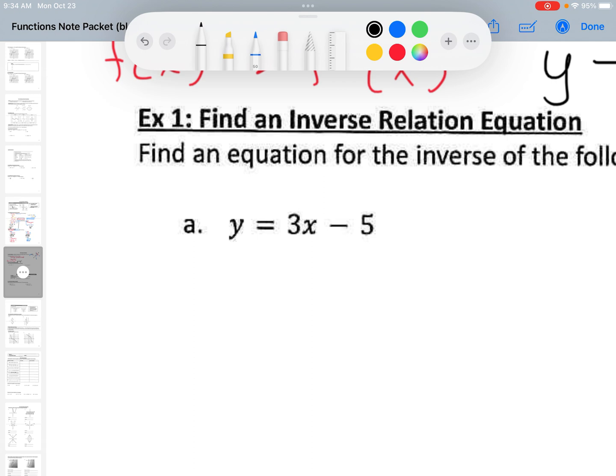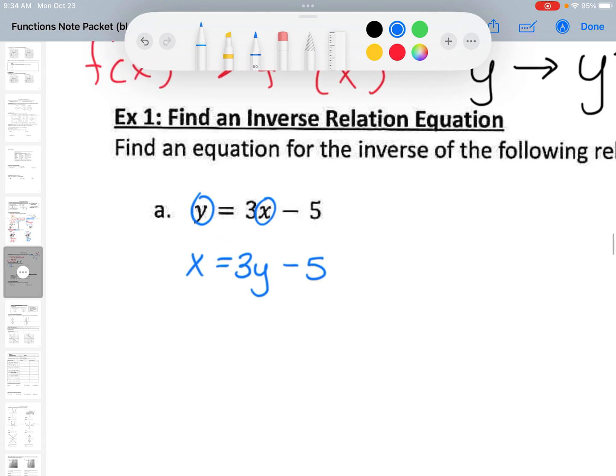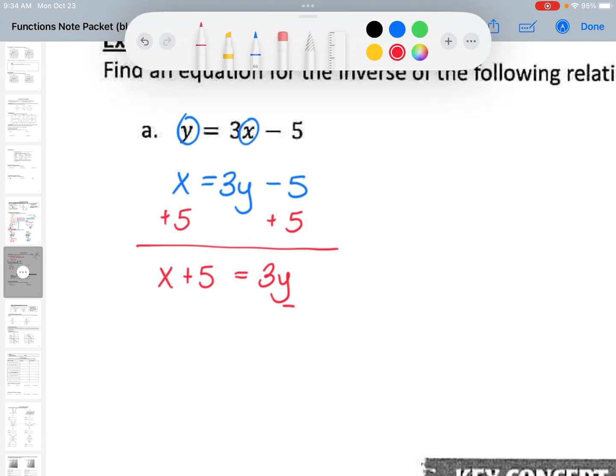Example 1, y equals 3x minus 5. So the first thing I'm going to do is take my x and my y, and they're going to flip places. Oops, that's not what I wanted to write. Okay, now that they've flipped places, we are going to solve for y. So we'll add 5 to the other side. And then we're going to divide both sides by 3. So then y equals x plus 5 over 3.